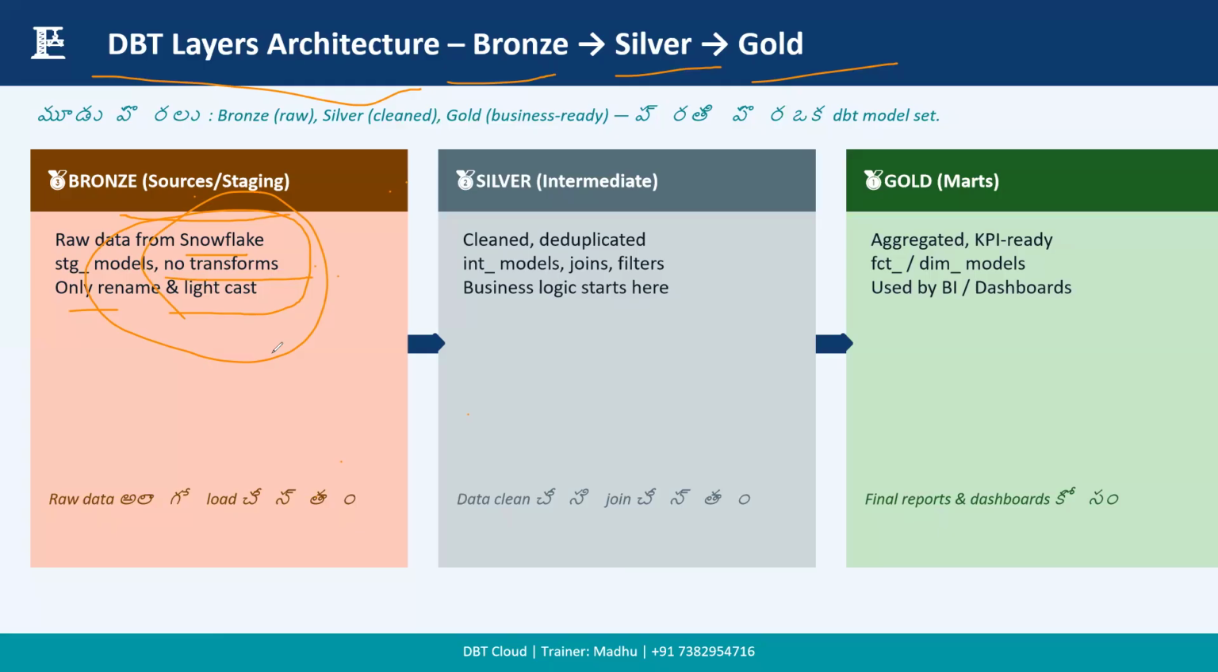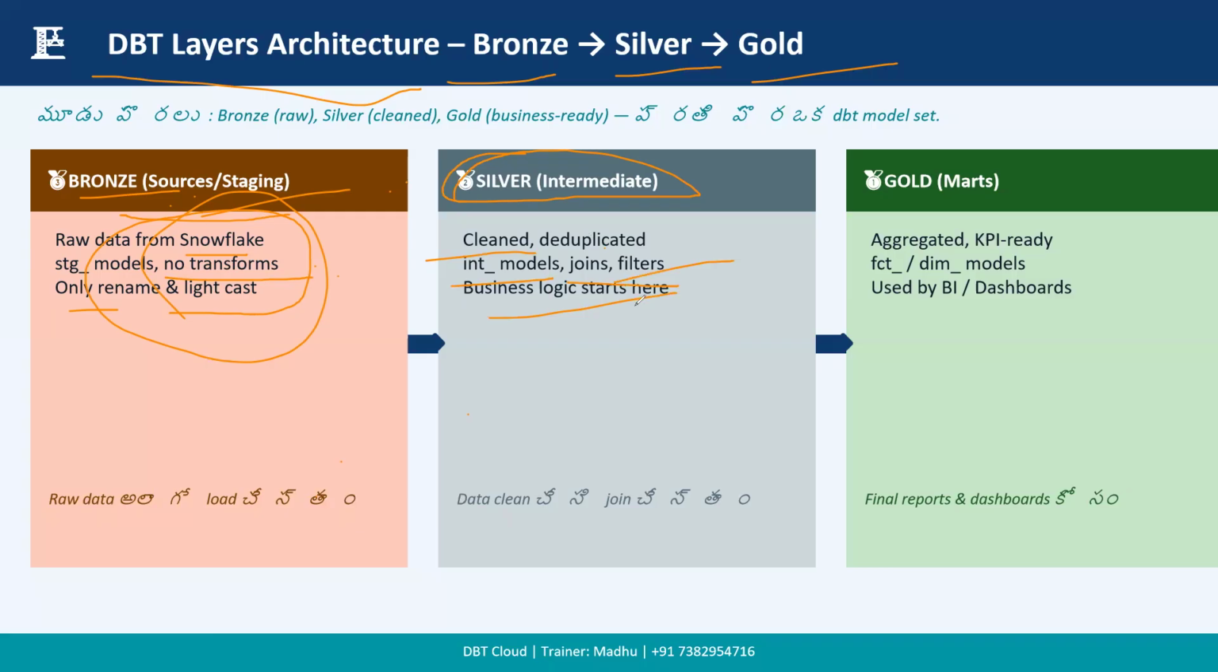Then go to the silver model. Bronze is sources or staging, and then we have silver, intermediate. These build on the staging models. We clean the data, rename, cast, and deduplicate. Here we have cleaned, deduplicated int models. For each model, we give the name int underscore model name. Joins are done as per business logic, with filters. Business logic starts here, and we will do the testing.